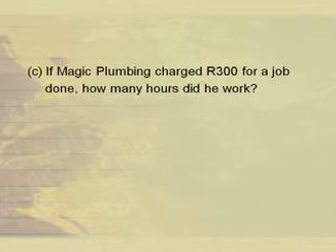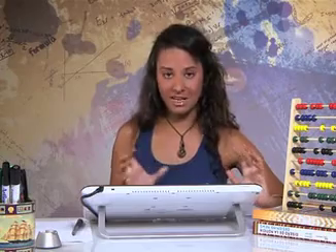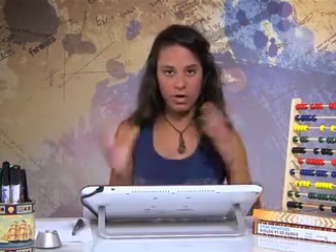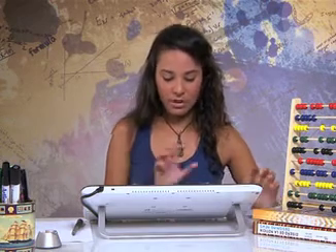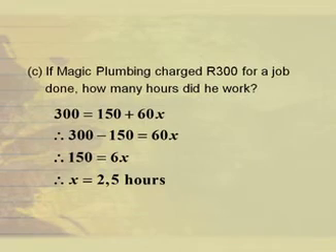If Magic Plumbing charged 300 rand for a job done, how many hours did he work? Now we have the y value here. We need to work out the x value, which is the hours. So we're going to do a substitution equation. We're going to put in the 300 rand in the y's place, and we're going to just solve. So we have 300 is equal to 150 plus 60x.